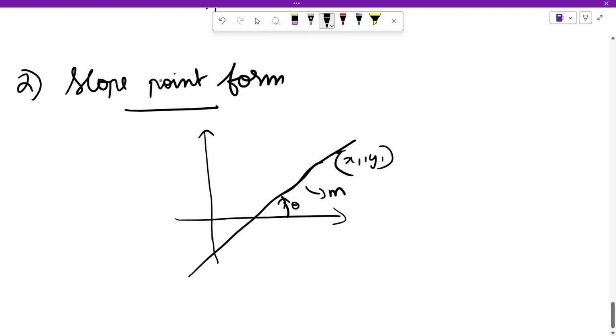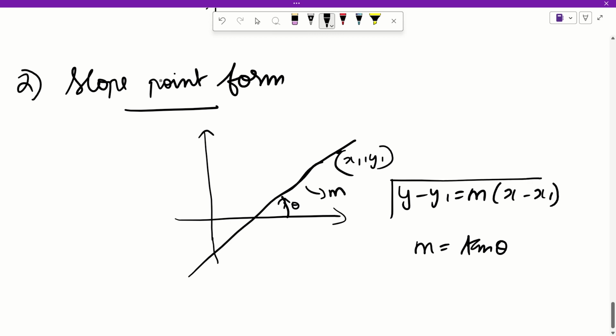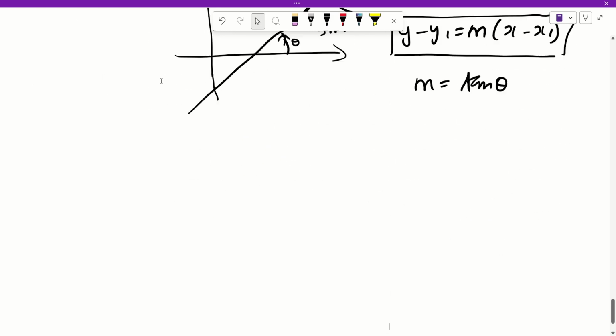Okay, here the equation of the line is given by y minus y1 equal to m into x minus x1. If m is not given in the question but theta is given, we can find it with the help of this equation: m equal to tan theta. But in most cases of the question, the value of slope will be given. Okay, the next one is third one, 2-point form.